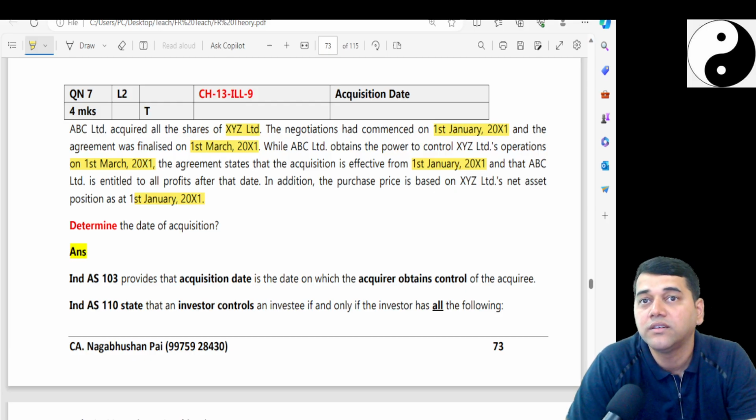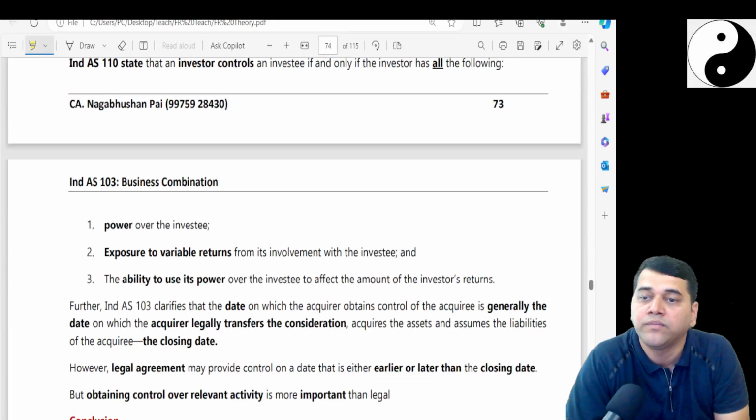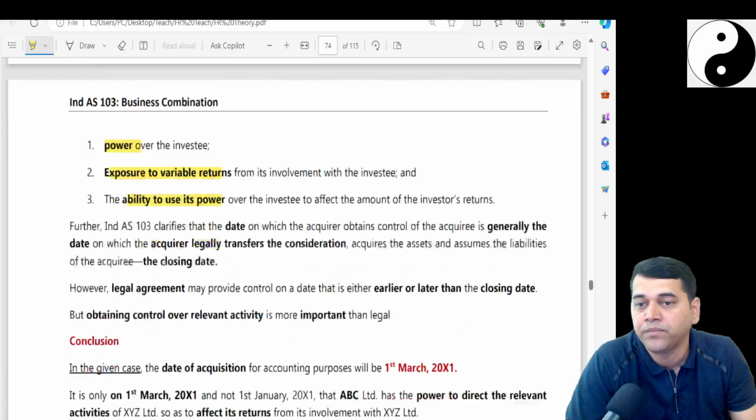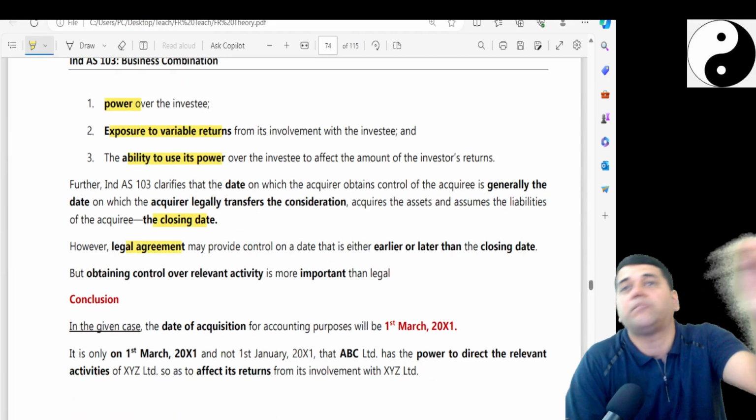1st of March. Because you have to say, what is that date? The acquisition date is the one when you obtain control over the asset, and you get the power, exposure to the variable returns and the ability to use the power. So it is generally the closing date, but the legal agreement may say some other date.